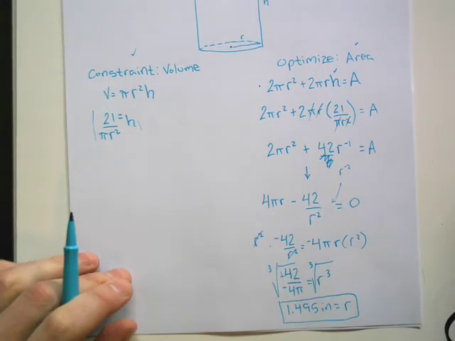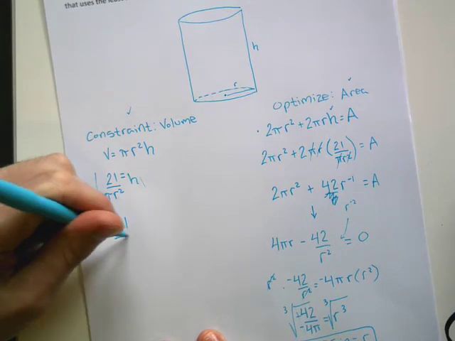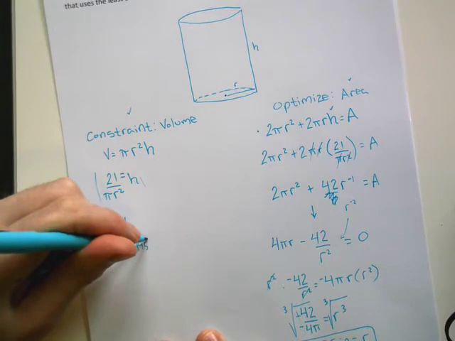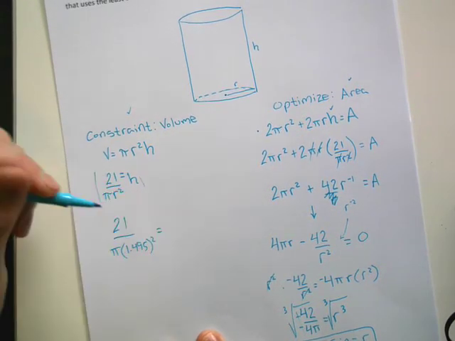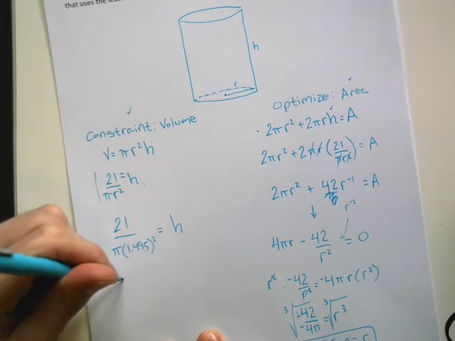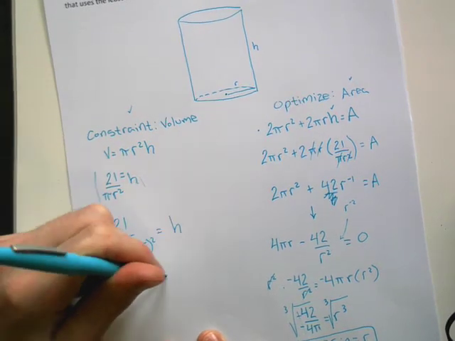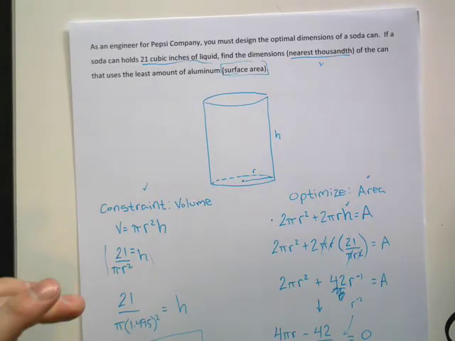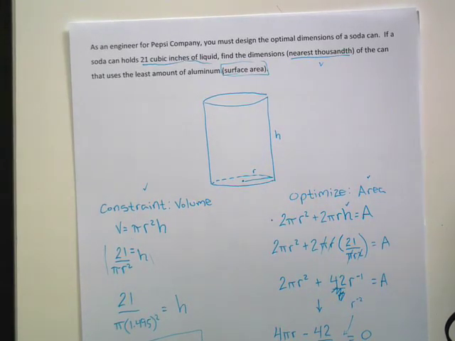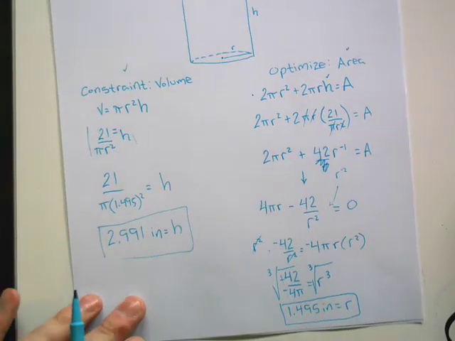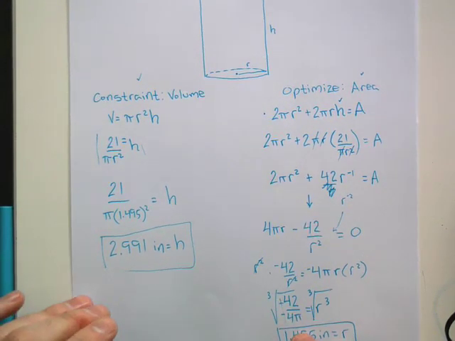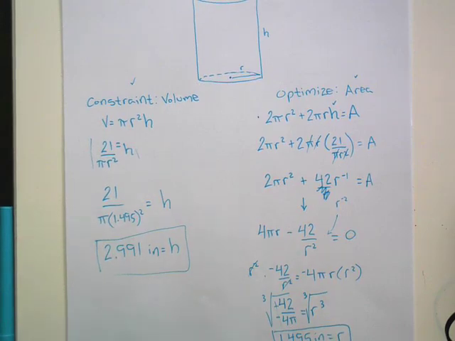And then to find my h, I would plug it back up here, 21 over pi, and then my r is 1.495 squared, is equal to h. And when you do that in your calculator, you get 2.991 inches is equal to your h. So it looks like you've designed a pretty small can of Pepsi here, one of those baby cans. So 3 inches is your height, and only about 1.5 inches is your radius. So hope you're not thirsty. Okay, hopefully that helps. Let me know if you have questions.